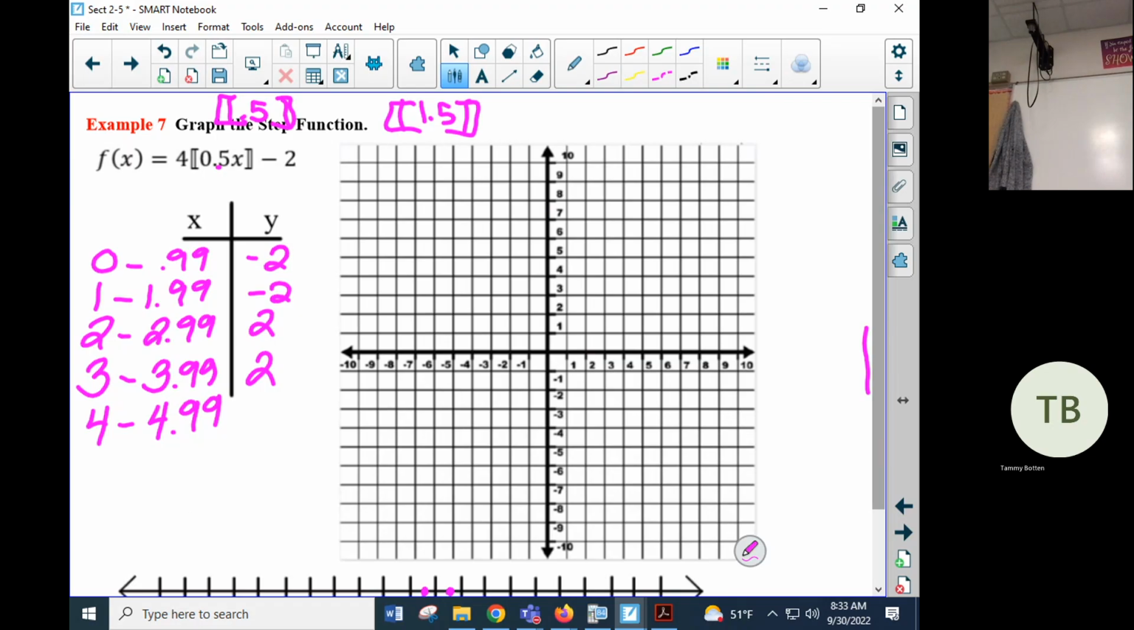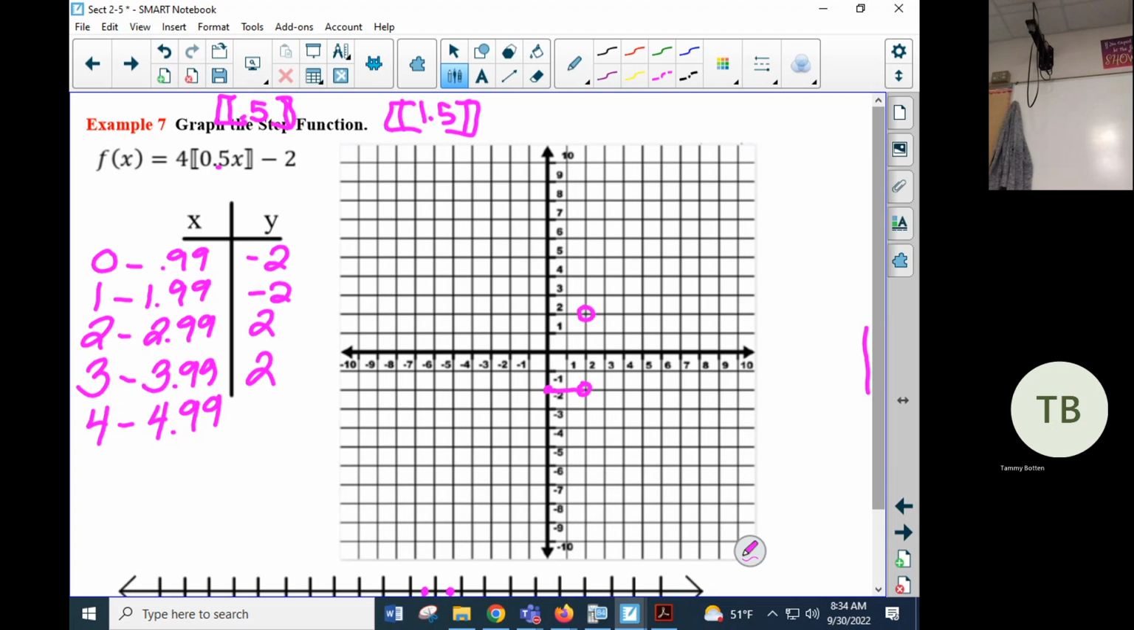So you see we have like, this one's too wide, this one's too wide. So it's actually going to be from 0 to 1.99. So it's going to be 2 across, and we're down at -2. So we're going to have a closed circle and then an open circle. We're going 2 across and we're at -2. Then from 2 to basically almost 4, we're at 2. So from 2 to 4, we're up here at 2.